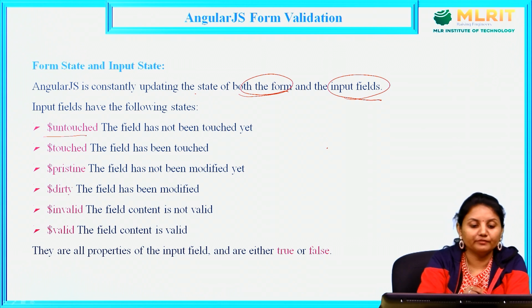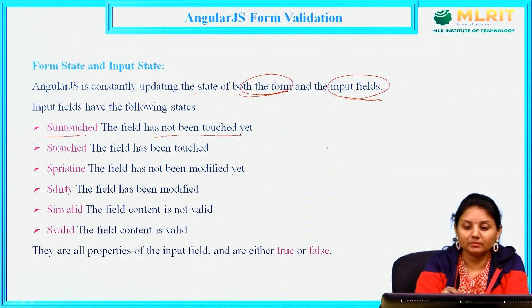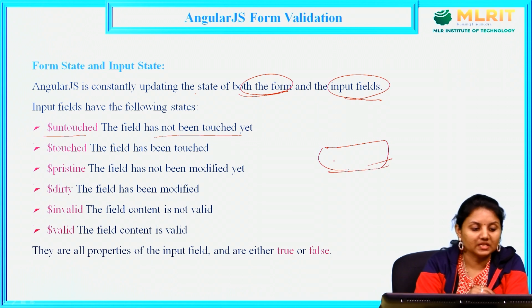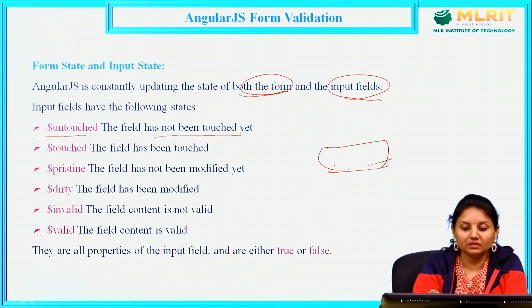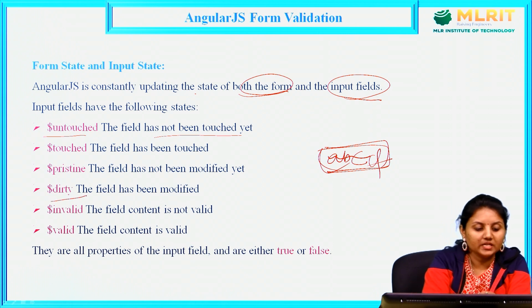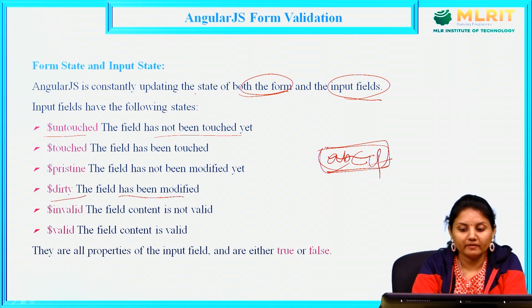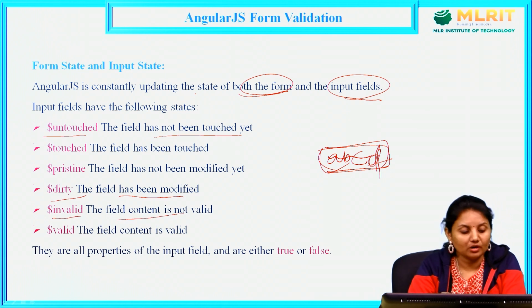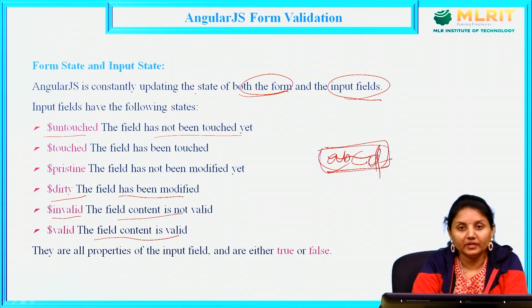$untouched means the field has not been touched yet, meaning the input tag, and you have not given any input here. $touched, the field has been touched, giving the input. $pristine, not modified. If you are giving ABC, it is ABC only. It is not modified. And $dirty, the field has been modified. So I have added D, the field has been modified. $invalid, the field content is not valid. $valid, the field content is valid.